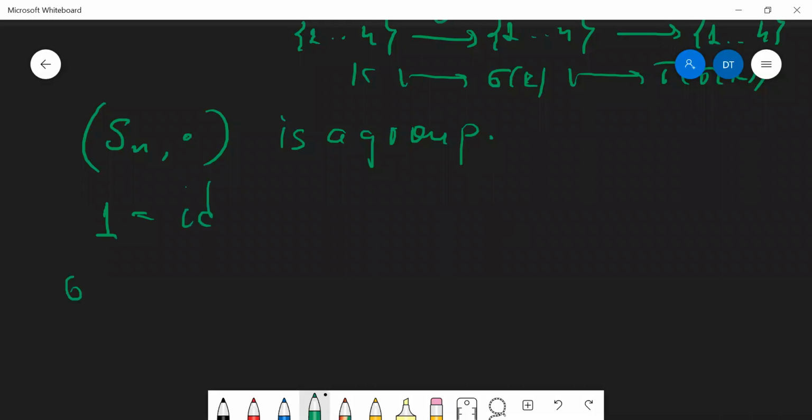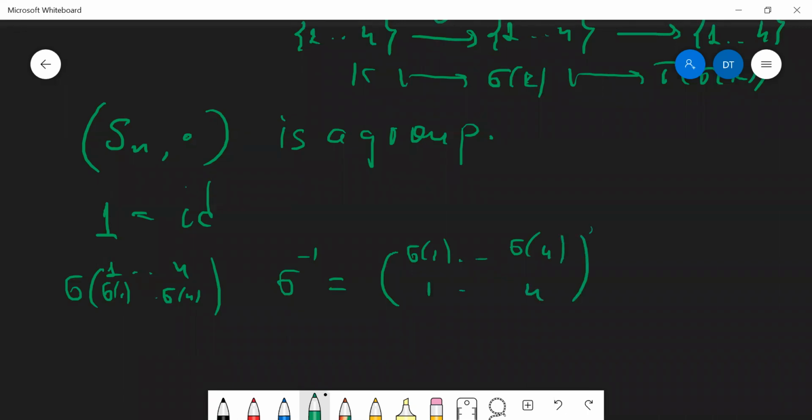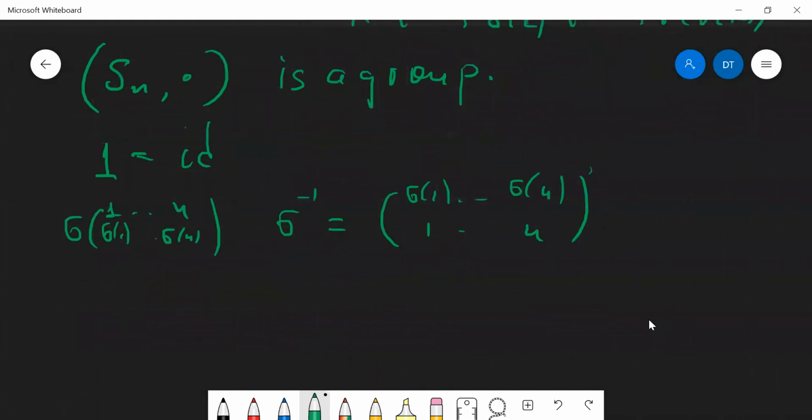Okay, if I'm given a permutation like this one, what is the inverse? We put the image in the first row and the arguments in the second row. We swap the lines. Yeah. Okay, that's cool that you know this. Do you know what the sign of a permutation is?